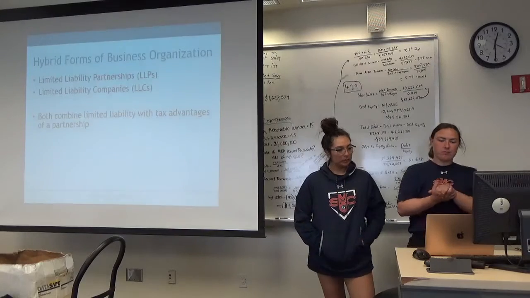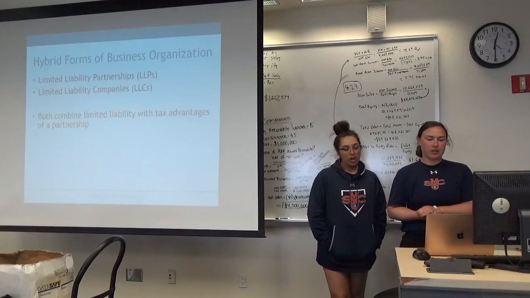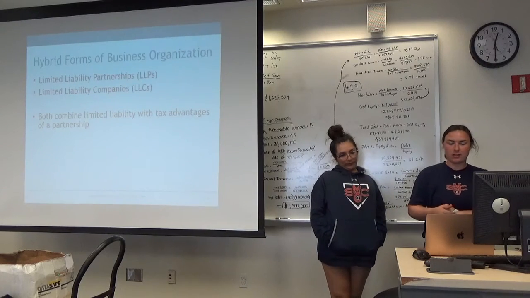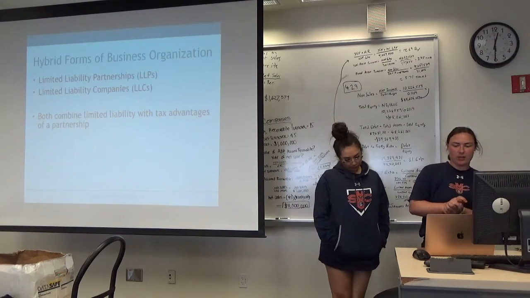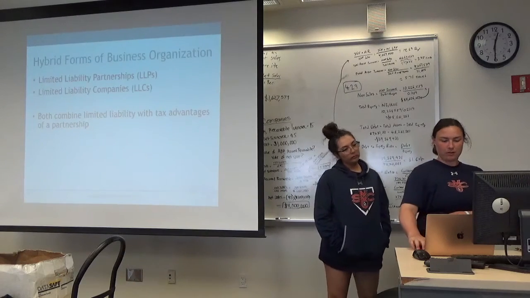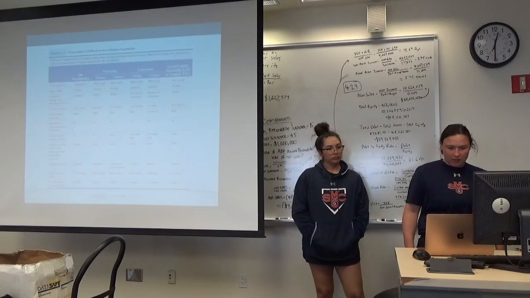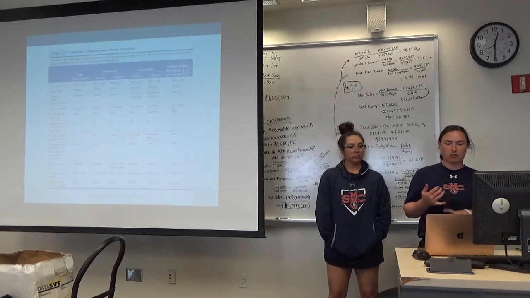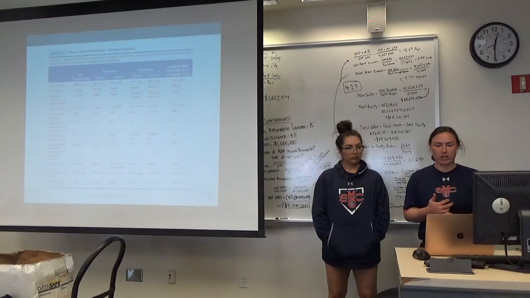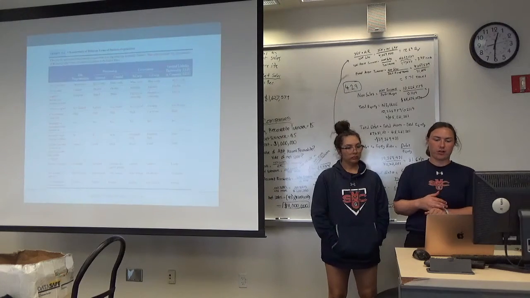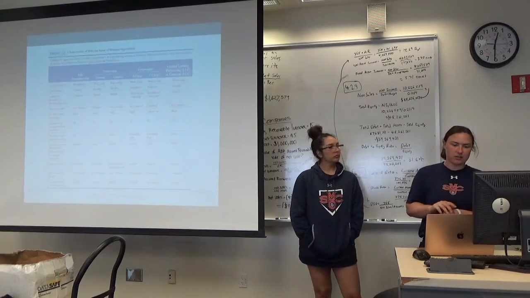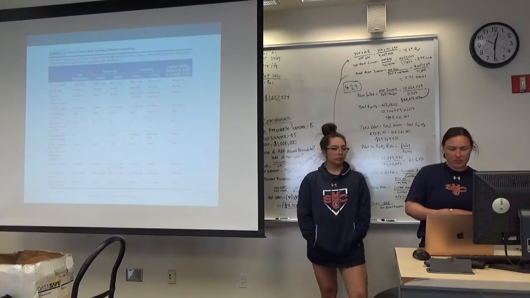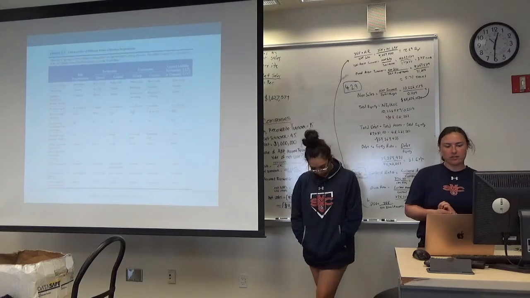So the two hybrid forms of business organizations are limited liability partnerships, or LLPs, and limited liability companies, or LLCs. Both combine limited liability with tax advantages of a partnership. So these are just some characteristics of different forms of business organizations. This is the sole proprietorship, the partnership, corporation, limited liability partnership, or company. And some of the factors include cost to establish, life of entity, control by founder over business decisions, access to capital, and so on.